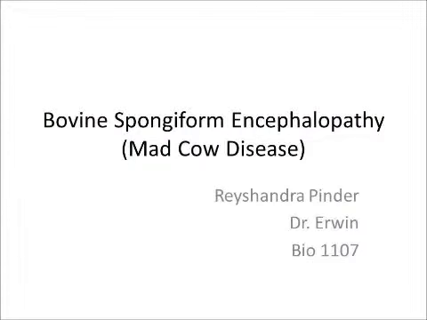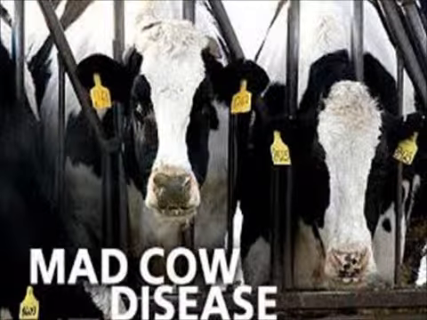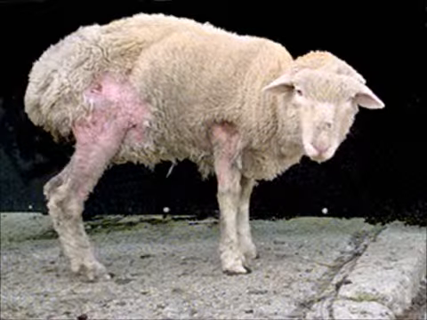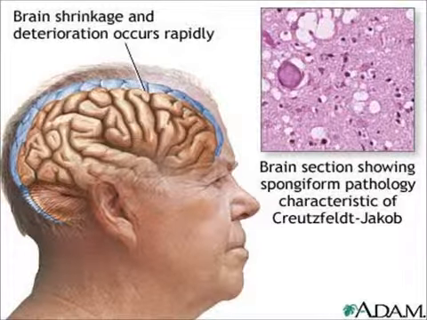Bovine spongiform encephalopathy, BSE, or mad cow disease. BSE is a fatal neurodegenerative disease affecting cattle which belongs to a family of diseases termed the transmissible spongiform encephalopathies, TSEs, affecting a range of species, such as scrapie in sheep and variant Creutzfeldt-Jakob disease in humans.